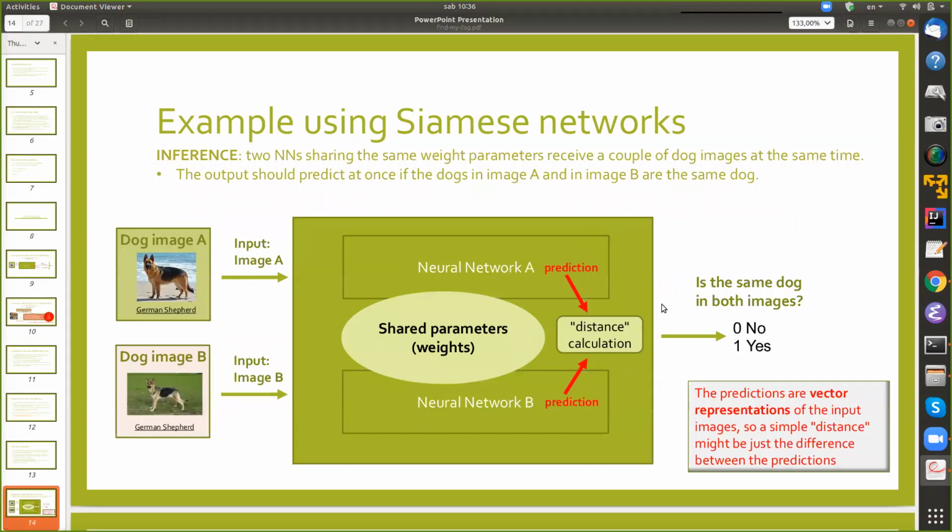What kind of solutions have been used in order to solve the identification problem? One successful way is called Siamese networks. The Siamese networks solution is implemented like a couple of neural networks that each receive a dog image, and we would like to receive as an output a label, a number, a code. For instance, 0 if the two images that I give as an input are different, so those are different dogs. But if the two images that I use as an input are the same dog, I would like to receive a 1 as the output saying, yes, this is the same dog.